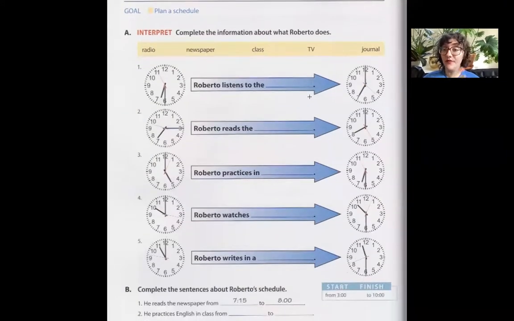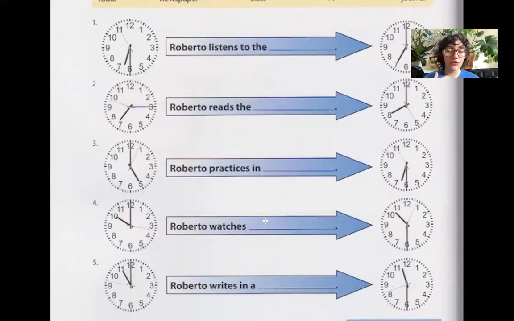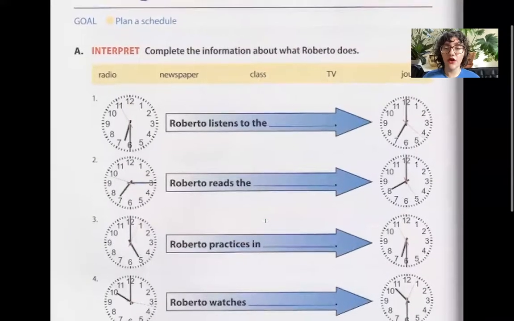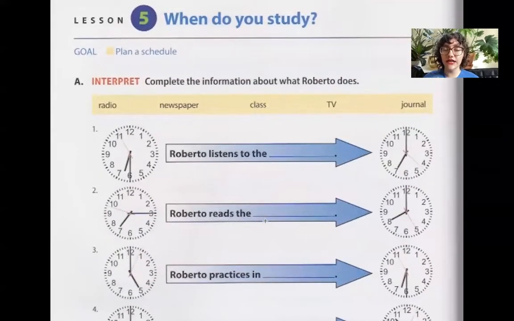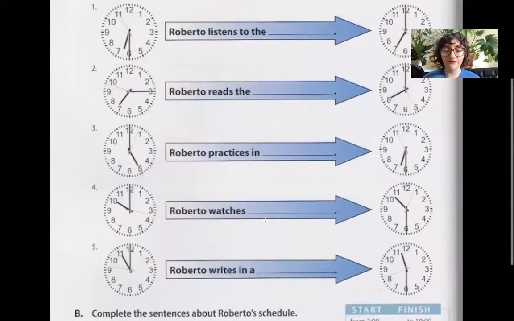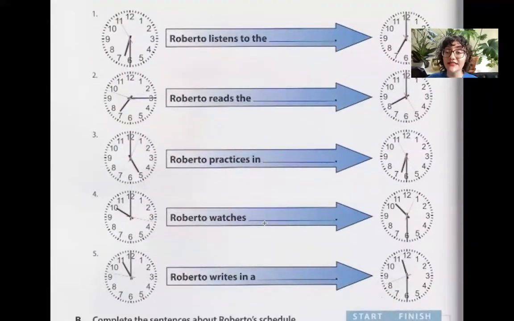So we have a bunch of times here. And then we also have sentences. Roberto listens to the, Roberto reads the, Roberto practices in, Roberto watches, Roberto writes in a. So we have all of these words, right? Radio, newspaper, class, TV, journal. So obviously, if it says Roberto listens to, you listen to the radio. Roberto reads the newspaper. Roberto practices in class. Roberto watches TV. Roberto writes in a journal, right?